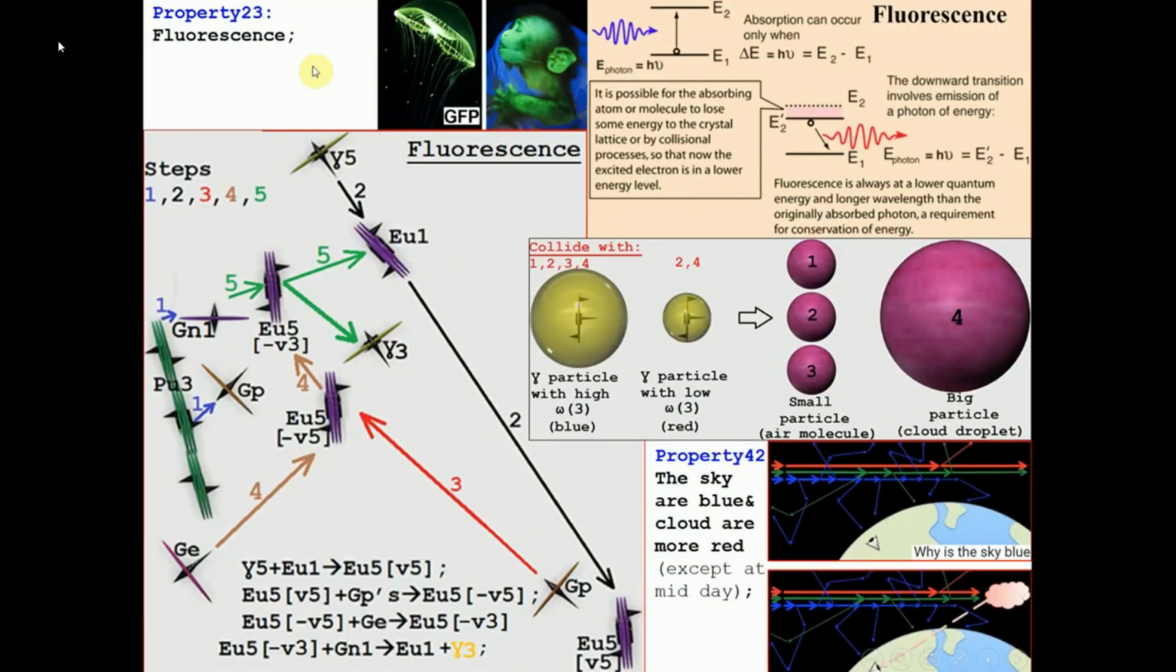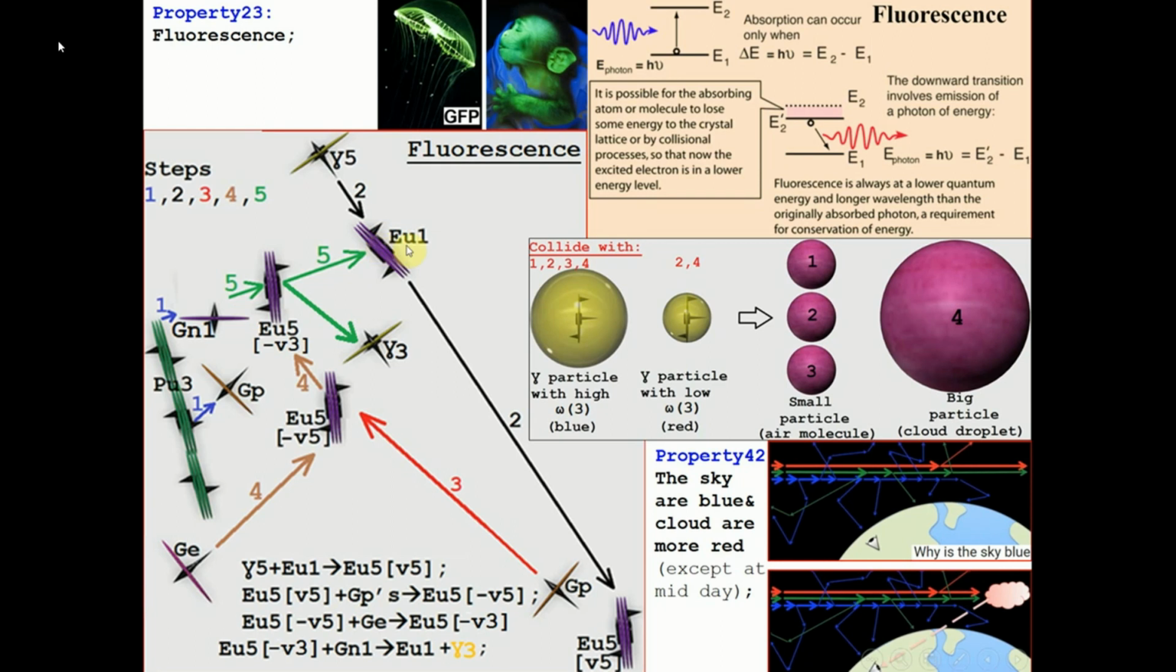In a fluorescence process, a photon will hit an EU1 electron in the atom, for example, and transform it into EU5 and give it kinetic energy V5. GP emitted from the nucleus will attract this electron, and in the journey back, it will meet a GE particle from a neighbor atom in the crystal or in the molecule. This GE particle will slow down the electron, but not completely. So now it will have kinetic energy minus V3, which is translational velocity. When it arrives at its original position, it will meet GN1 and transform back to its original spin, EU1.